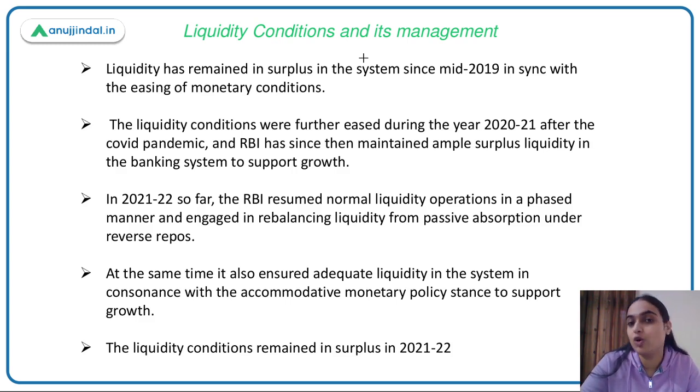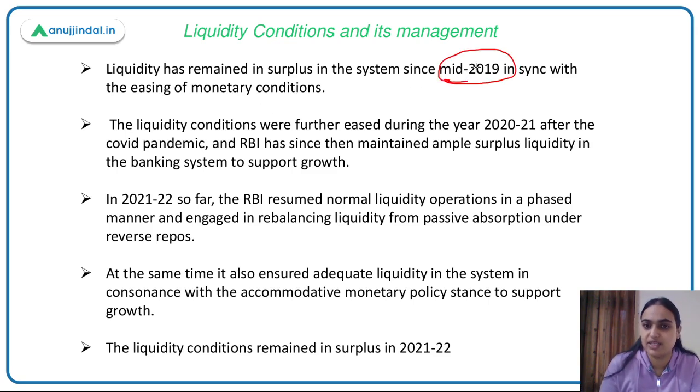So we all know during the pandemic there was need to supply money in the economy, to pump some money so that people have it available to help them revive. Okay, so liquidity has remained in surplus since mid-2019. COVID start hua, tab se hi necessary support mila, monetary conditions were eased and there was an increase in supply and money in the economy. Moreover, it was further eased in 2020-21 after the pandemic.